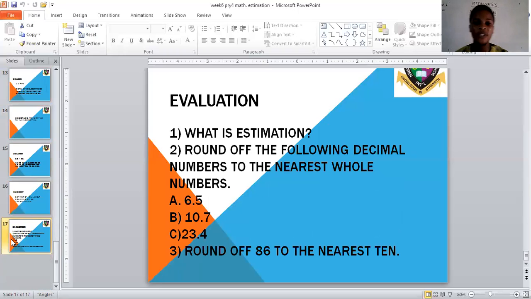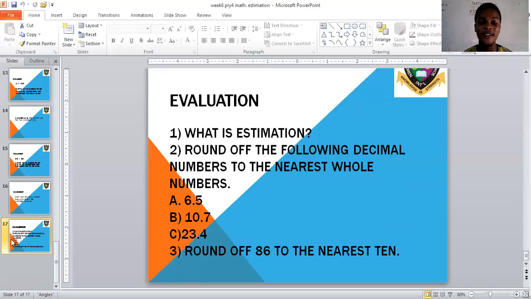Now let's look at the evaluation, which is corresponding with our objectives. Now, don't forget that our objective says at the end of the lesson, we should be able to define or explain what estimation is all about. But now, having gone through the lesson and after our discussion, we should be able to explain or tell what estimation is all about.